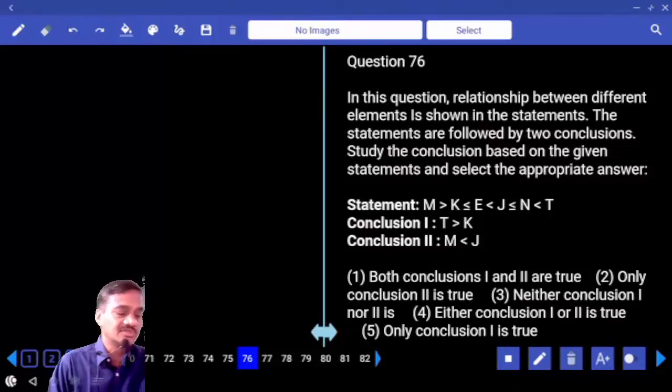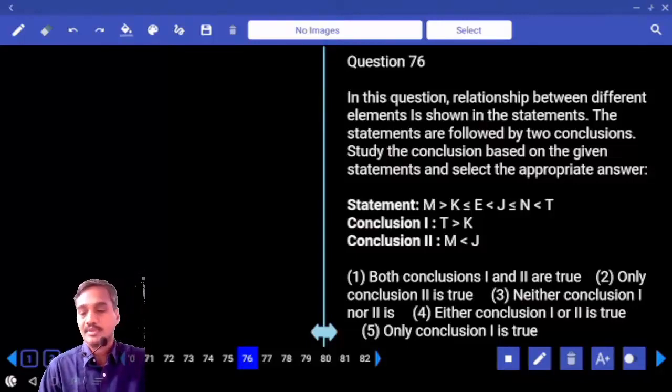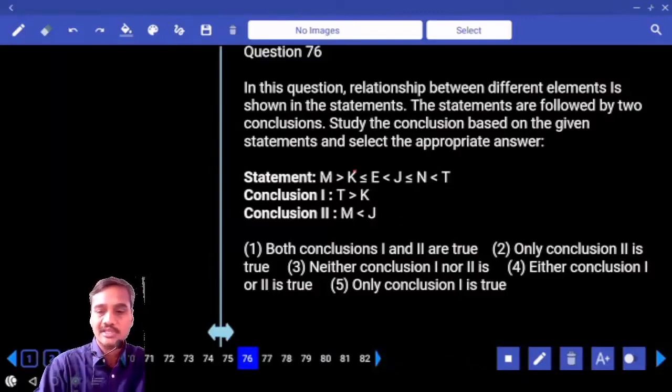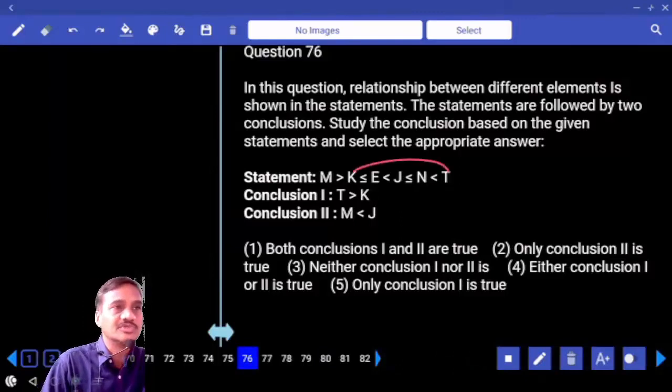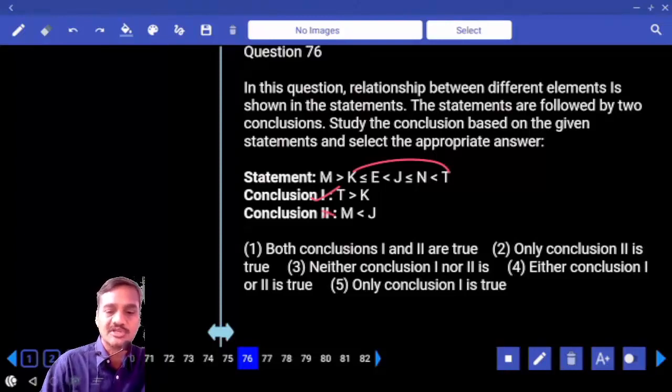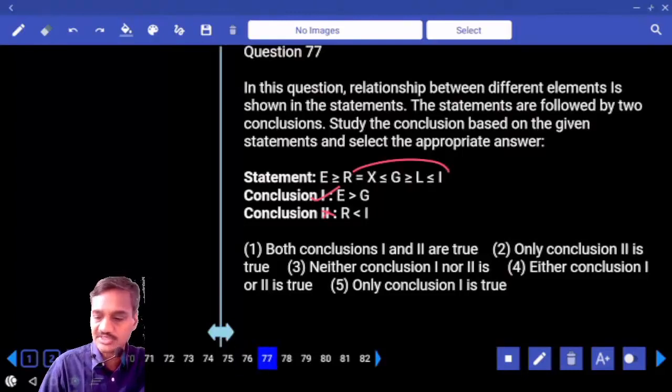Then coming to 76 to 80, they are based on coded inequalities. Question 76, on the relation between T and K. K is here, T is here, between these two, which symbol is common? Lesser than. Hence K lesser than T, obviously T greater than K. And the next one, the relation between M and J. Two opposite symbols cannot be determined. Hence, what is your answer? Only one, that is choice 5, question 76.